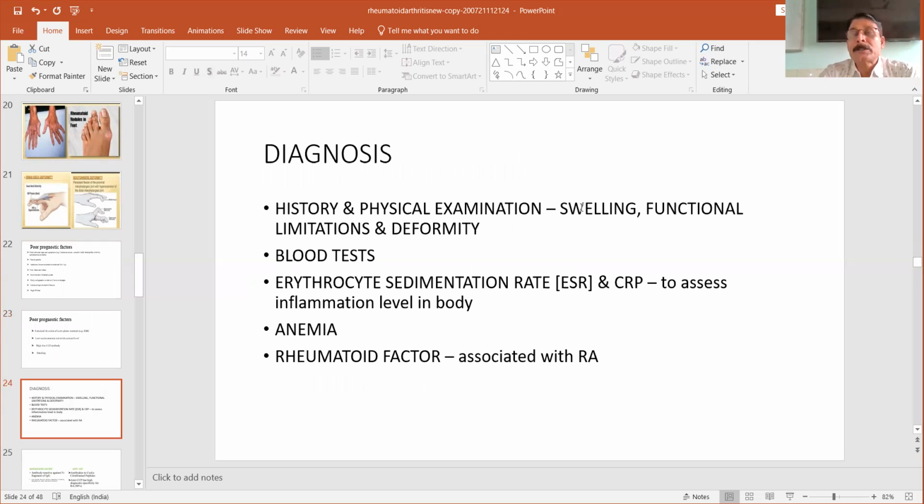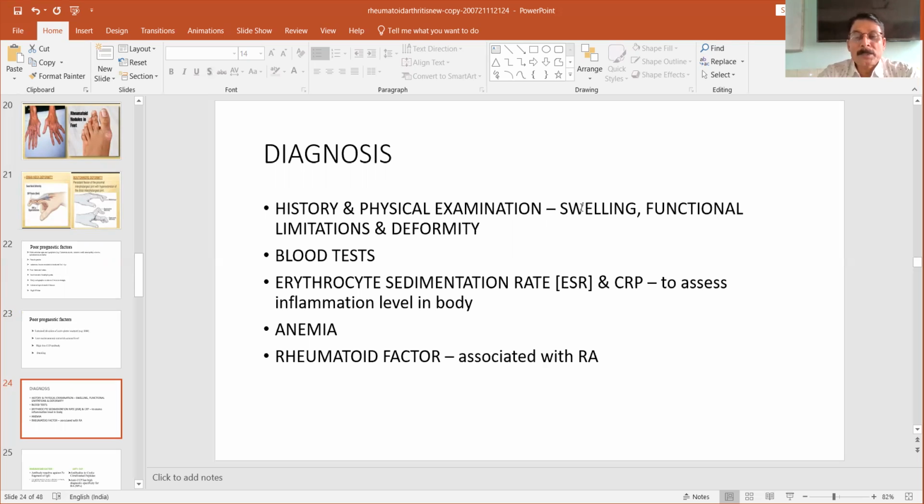So how are we going to diagnose this patient? The history taking and these things are important. The classical features, as I said, are morning stiffness sustaining for more than 30 minutes. In the daytime, she is better, and again it comes up in the evening time. This is the proper history. Then positive physical examination findings like swelling, functional limitation, and deformities; if it is already an advanced case, it is easy to diagnose.